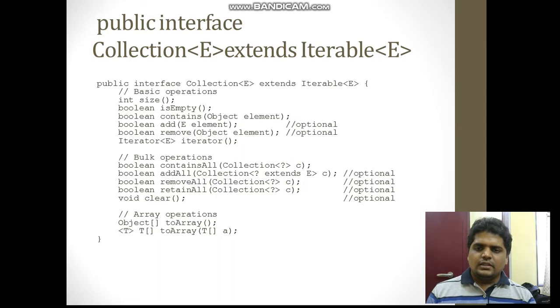We clear the list. Also there are some array operations. toArray means it literally converts a collection to an object array. Also we have the toArray with T as a generic; it contains a toArray method that is called with a T array. It can be of any generic data type and it's passed as a parameter. So basically this was about the Collection interface.